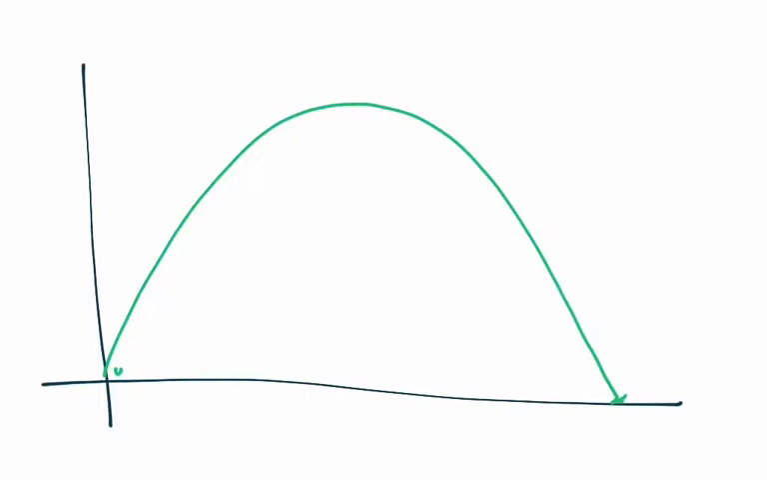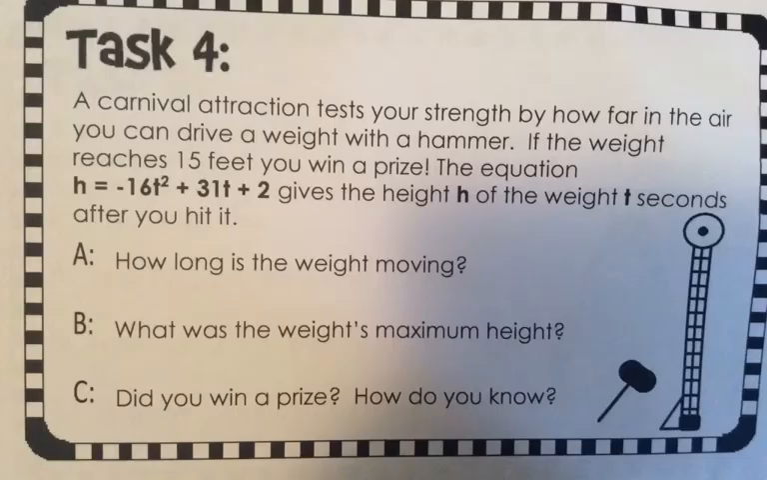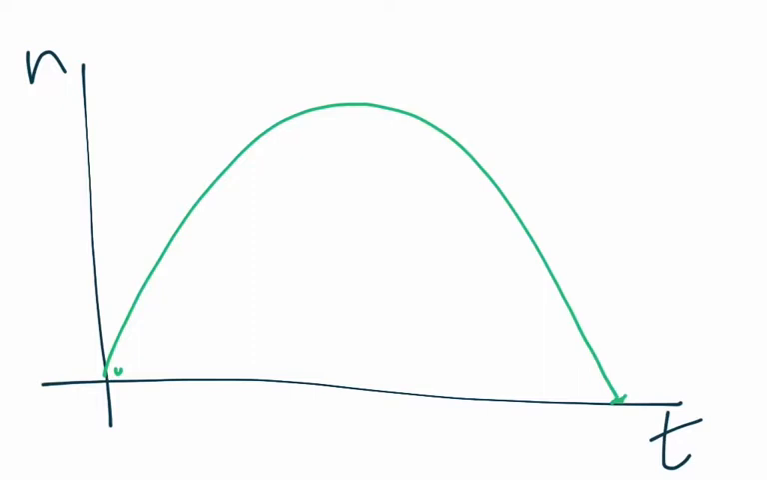So what we have here is the weight. The weight goes up and then it comes down. We are measuring this in time, and then this is the height. So as time goes by, the weight goes higher and then it comes back down again. First question was, how long is the weight moving? And we established, we hope yesterday, that that's going to be the x-intercept. So it's going to be this down here.